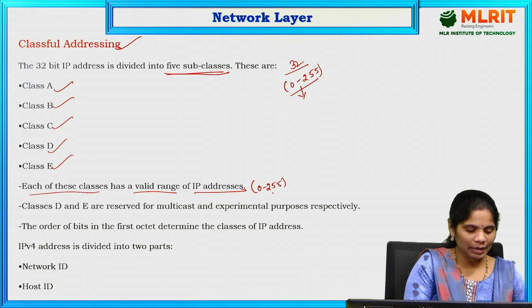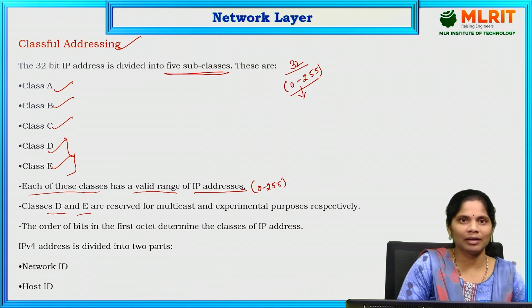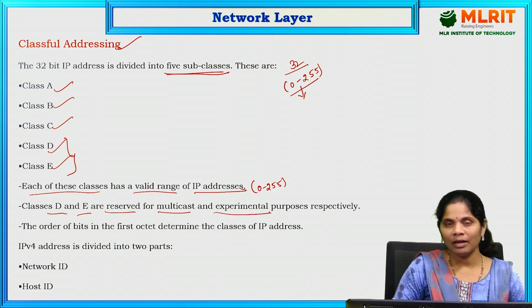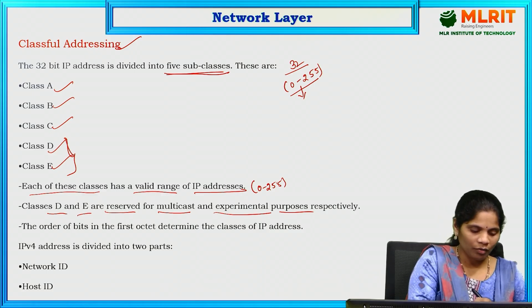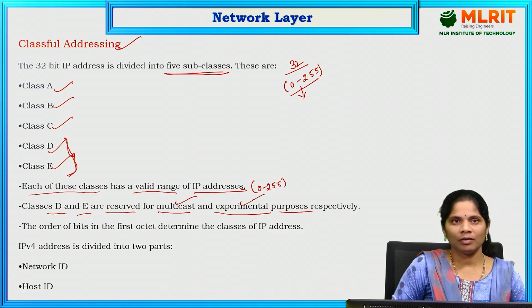At the same time, class D and class E are reserved for multicast and experimental purposes. Means these two are specifically for multicast and experimental purposes. So, we can't use class D and class E, because they are already allocated for multicast and experimental addresses.